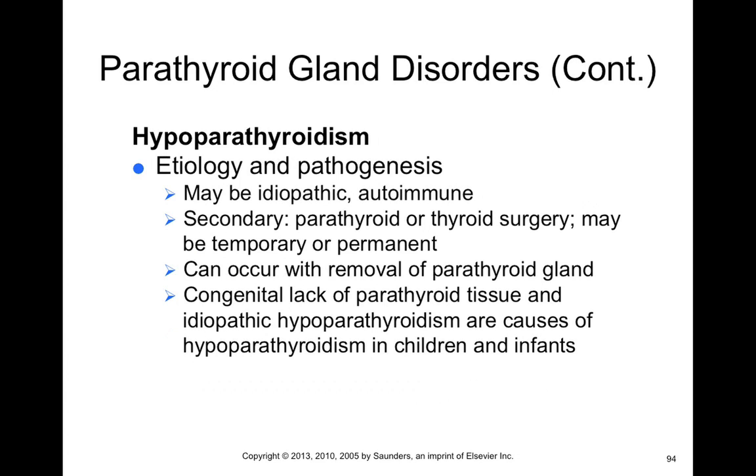Now, hypoparathyroidism can be idiopathic or autoimmune. Secondarily, it can be caused by parathyroid or thyroid surgery, and it can occur with removal of the parathyroid glands. In fact, often if they remove the thyroid gland, you guys, the parathyroids are lost with it. It's pretty challenging to keep your parathyroids if someone has a thyroidectomy, so they typically remove both. Now, the congenital lack of parathyroid tissue can occur as well, so you can see this as hypoparathyroidism in children and infants.